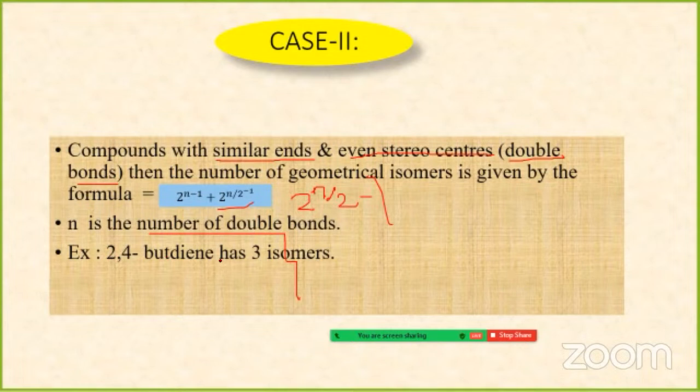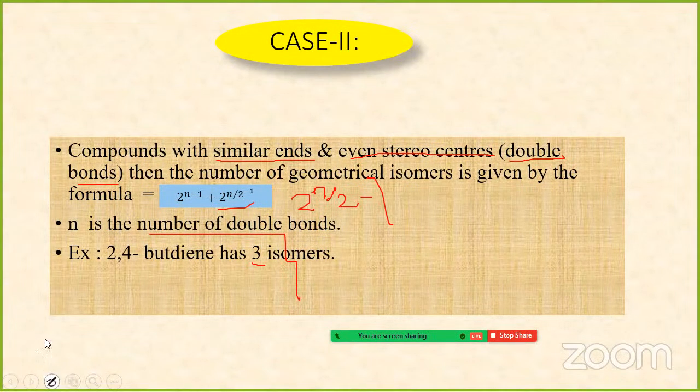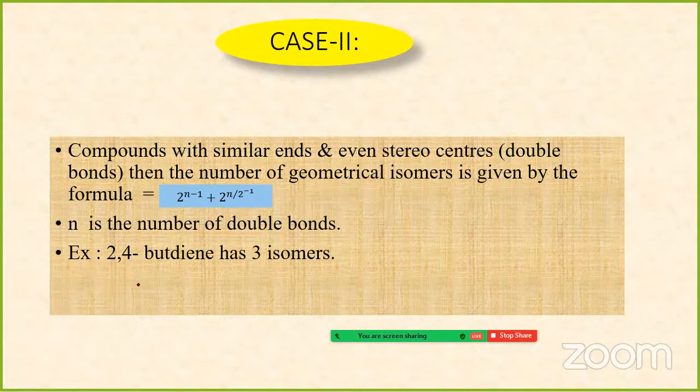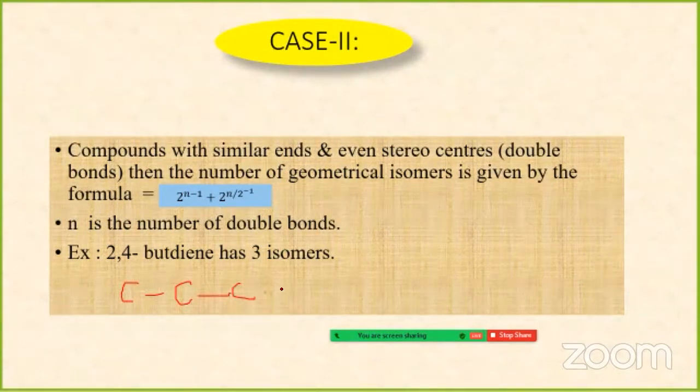2,4-pentadiene will have 3 isomers. So let us see how it is possible here with an example. So 2,4-pentadiene means, how can we write? Penta means how many carbons? 5 carbons. So let us take 5 carbons here.